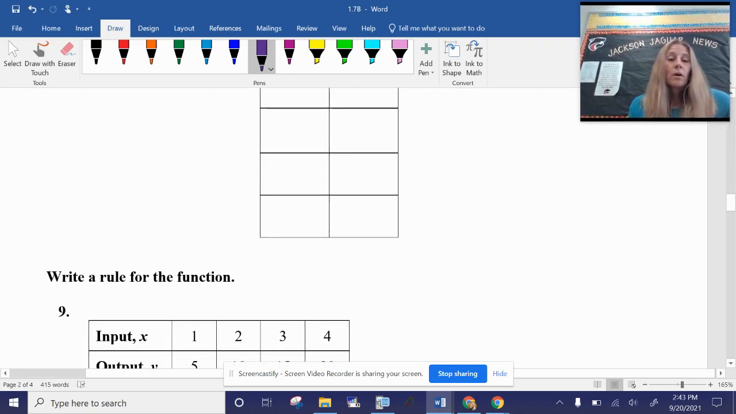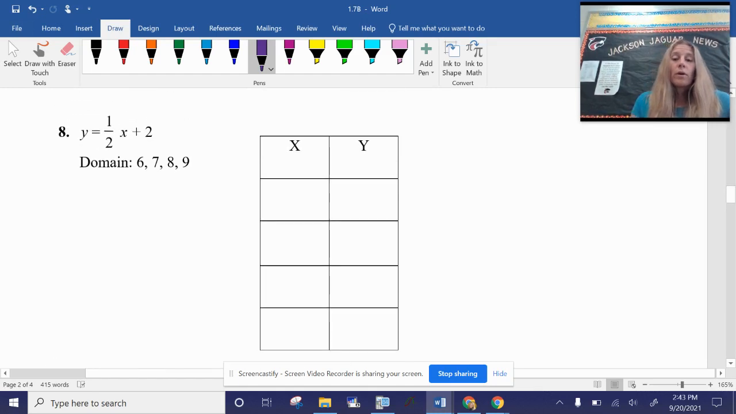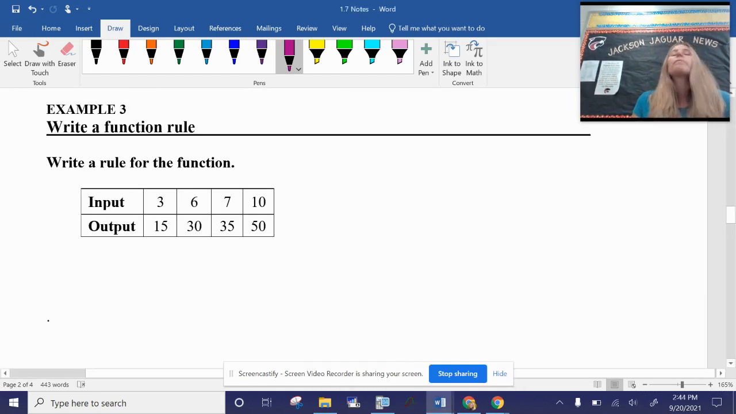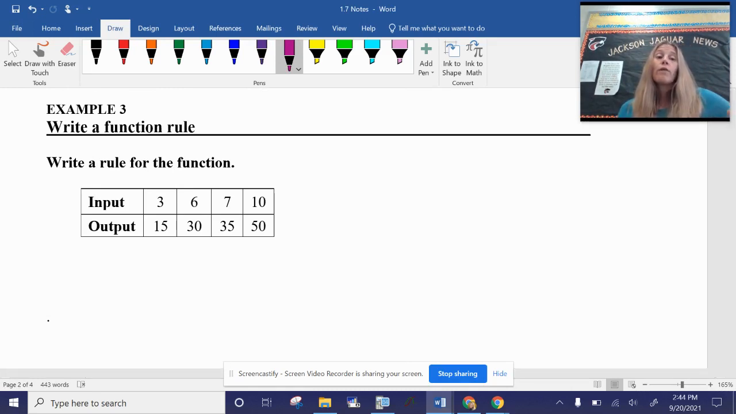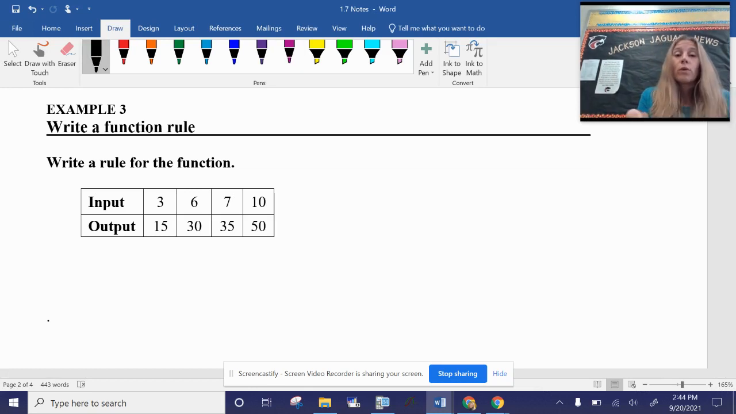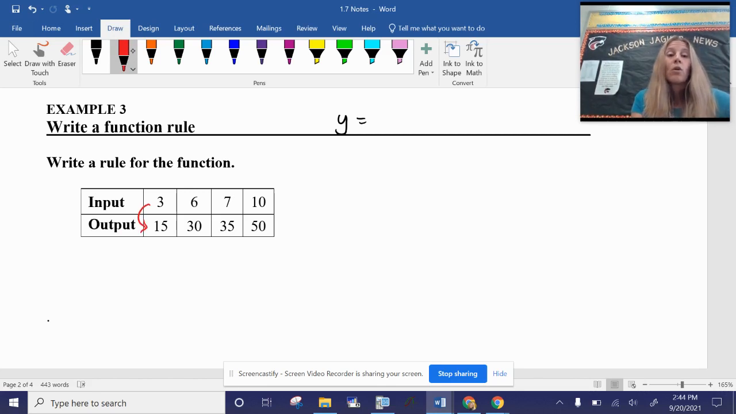Okay. All right, so now let's talk about writing the rules for the functions. Writing a function rule is basically trying to come up with an equation for this chart or this table. So just like we did before, we had y equals, and then we had to do something to these input values to get those outputs. So we want to figure out what is it that we can do to the 3 to get to 15? Or what can we do to that 6 to get to the 30? What can we do to the 7 to get to the 35, and so on?